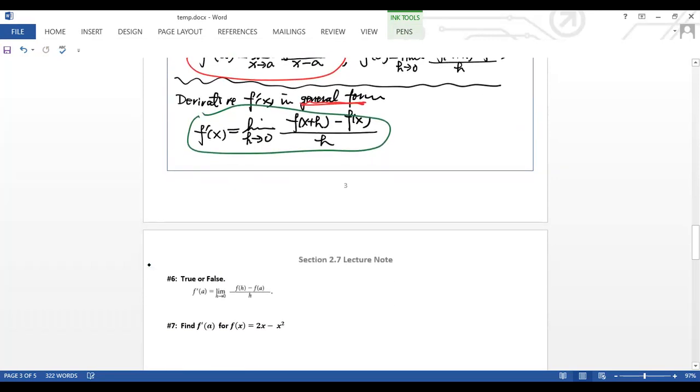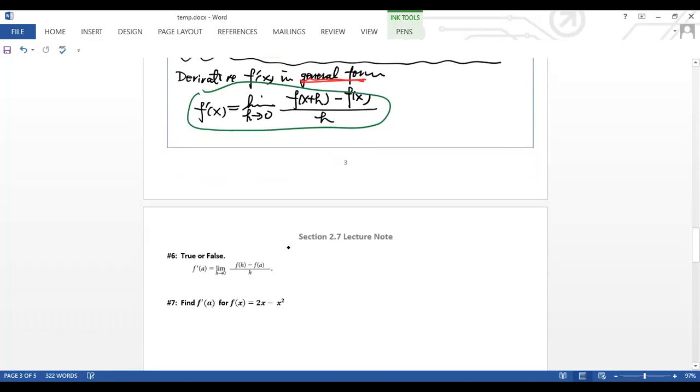Now let's take a look. Here we say f prime of a is equal to the limit as h approaches 0. Is this true or false? Of course, this is false. Where is the error? This part is false, so this should be f of a plus h.